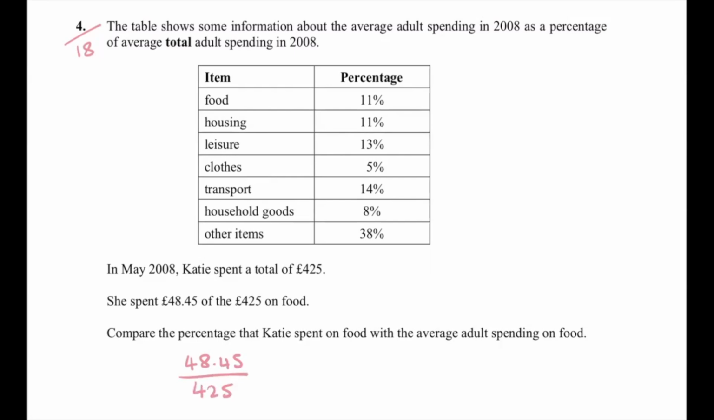Obviously, I don't want a fraction. I want a percentage so that I can make a comparison. So I'm going to times that through by 100. Calculator tells me 11.4%. So Katie spent 11.4%. I need to compare that with the average adult. The average adult spent 11%. So Katie spends 0.4% more.